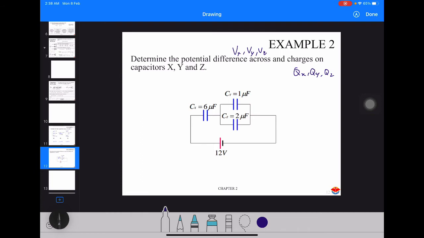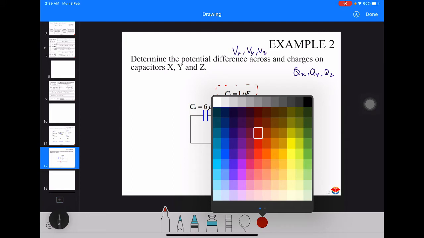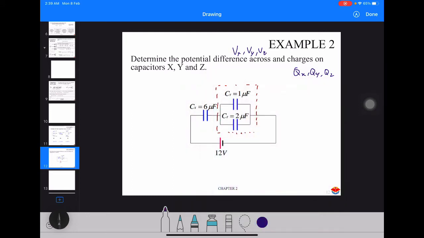So I can divide this into two parts. If I want to calculate C effective, I can divide this one into a capacitor in parallel, which is actually in series to the next one. So if I want to calculate CYZ, that one is in parallel. So CYZ is equal to CY plus CZ, where that one is just 1 plus 2 microfarad. So my CYZ is 3 times 10 to the negative 6 farad.